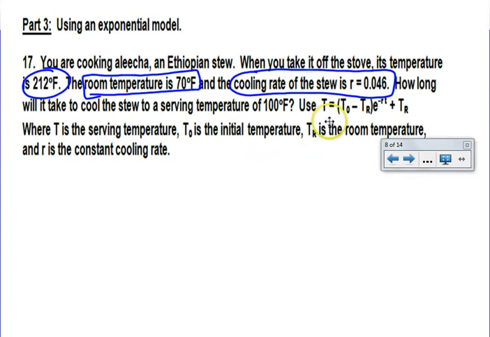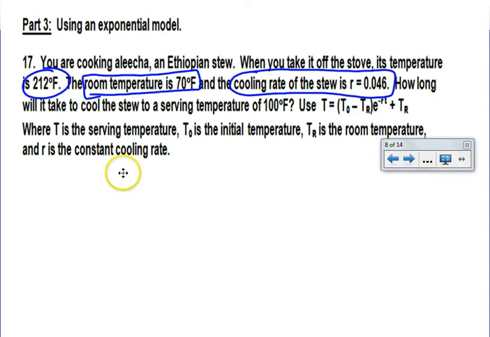Now they give us a model that says T equals (T sub naught minus T sub r) times e to the negative rt power, plus T sub r. They're going to define what all these variables mean: T is the serving temperature, T sub naught is the initial temperature, T sub r is the room temperature, and of course r is the rate. So we just have to very carefully plug in what we know.